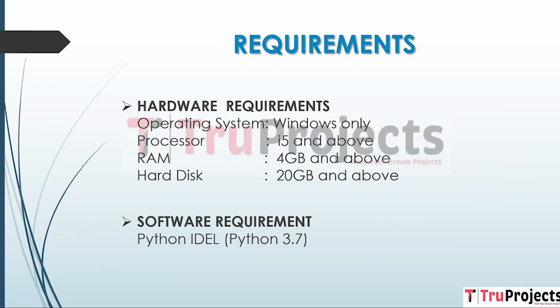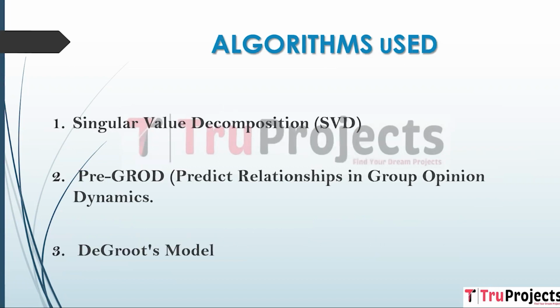These are the requirements for execution. In hardware requirements, operating system of Windows, processor of i5 and above, RAM of 4 GB and above, hard disk of 20 GB and above are required. In software requirements, Python IDLE of 3.7 version is required. These are the used algorithms for implementing the project.